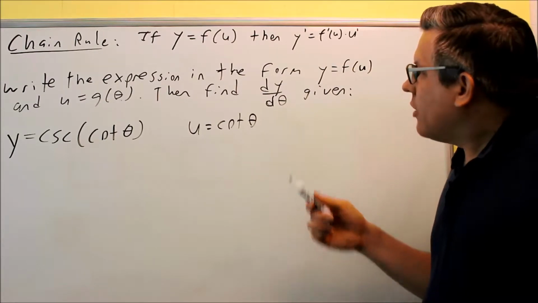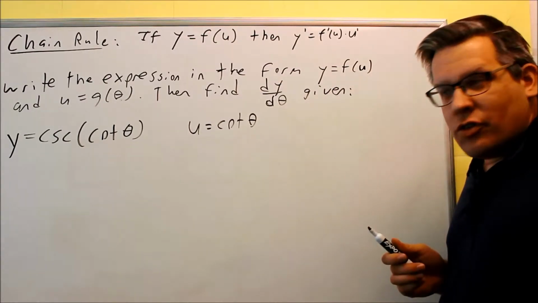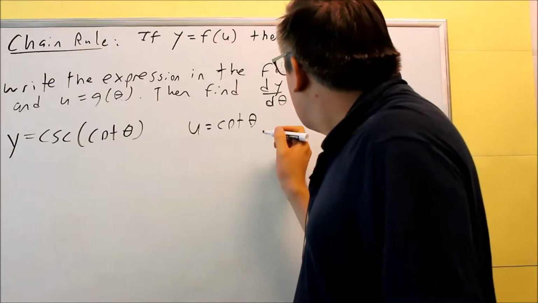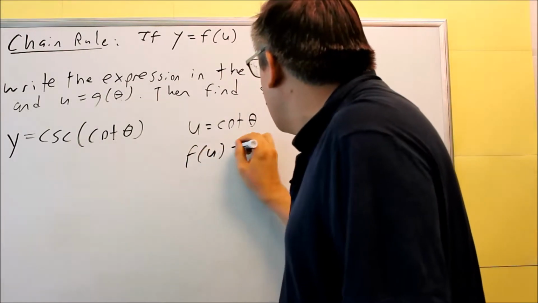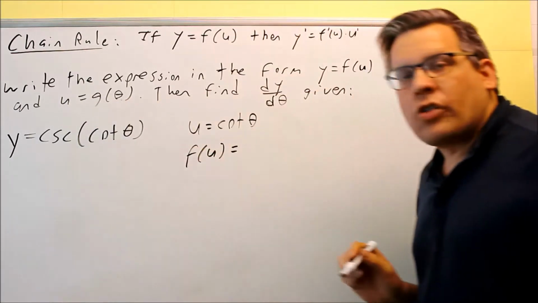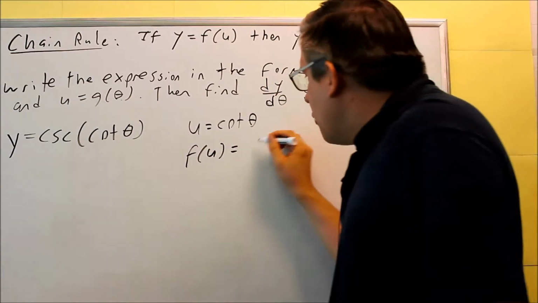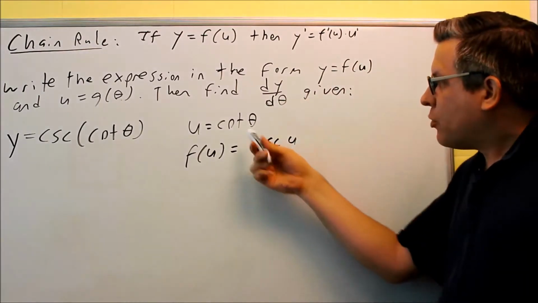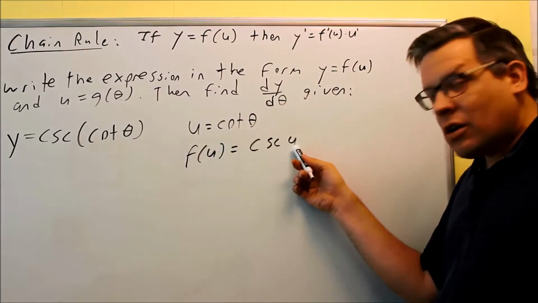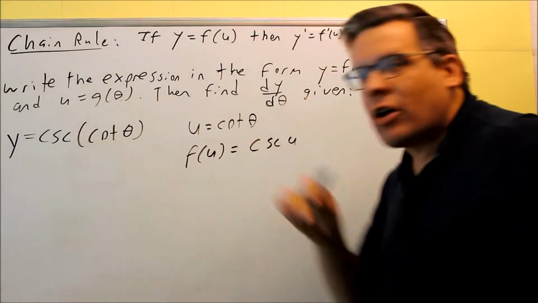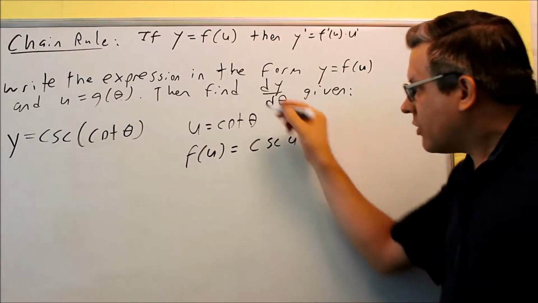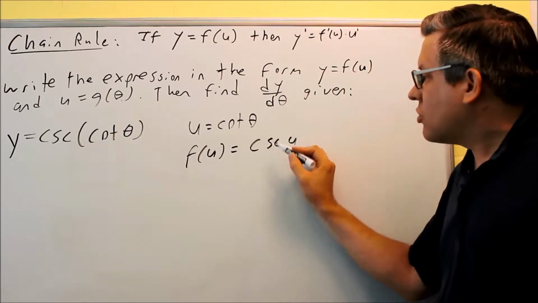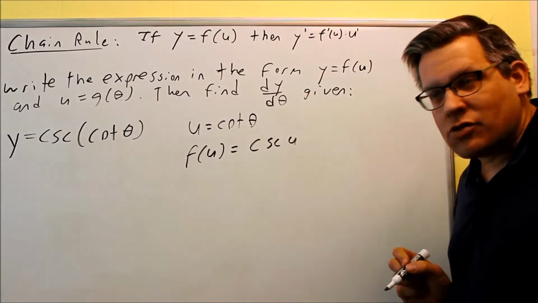Next, you want to find y equals f of u. Okay, so that means that we're going to find the f of u. Your f of u is this function without the cotangent in it. And we get cosecant of u. So you see how that works? If I put cotangent into here, then I get exactly the same function as I started with. So we're basically breaking this up. It's the type of composite function. In a way, we got the outside function and you have the cotangent as your inside function.